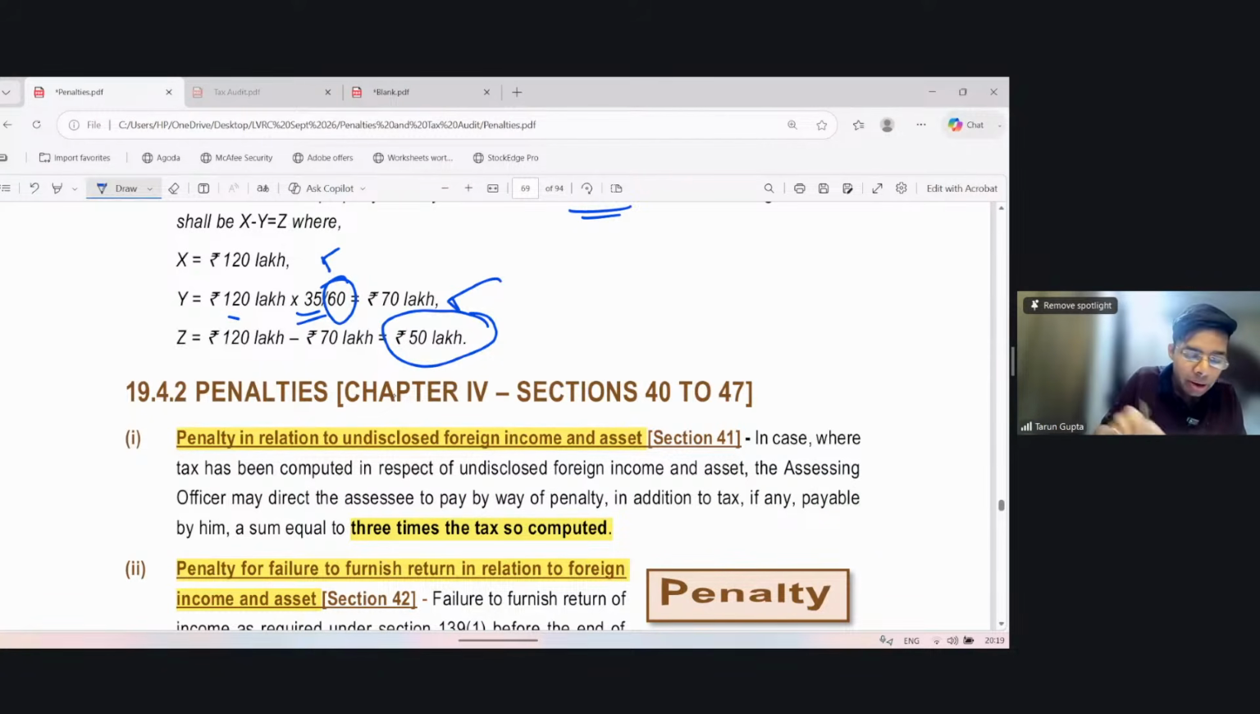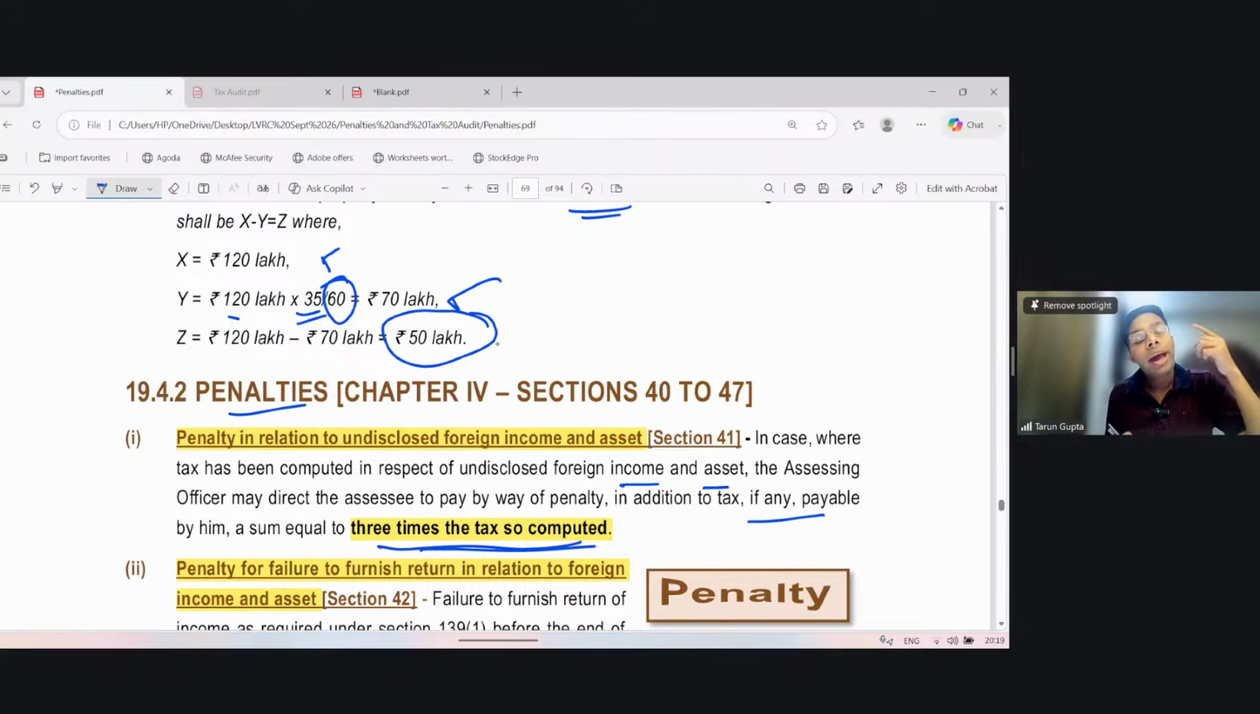Now we are talking about the penalties. The main fear which has been caused in the public. Oh, so you see, there's a huge penalty. It says, in case where the tax has been computed in respect of undisclosed foreign income and asset, the AO may direct the assessee to pay a penalty in addition to tax, a sum equal to 3 times the tax so computed. So 300% of the tax is the penalty. First, the tax is 30% of the undisclosed income and other asset. The penalty is 3 times such 30%.